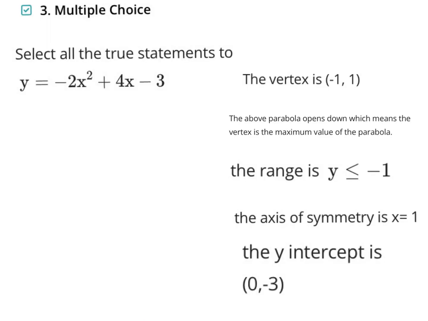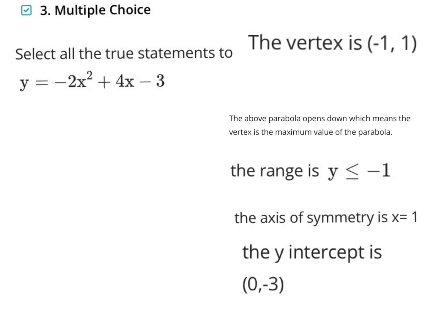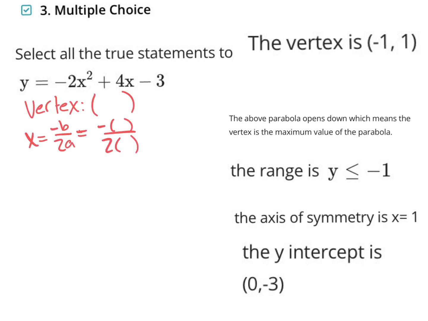On this question, I give you another quadratic trinomial equation, and I give you a bunch of different details and ask you if it's true or false, right? So you got to select all the true statements. The first one right here, it says the vertex is -1, 1. Well, we need to find the vertex, and in order to do that, we need to write the vertex equation.